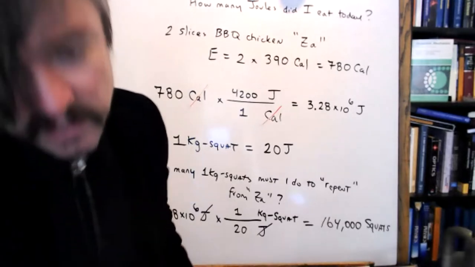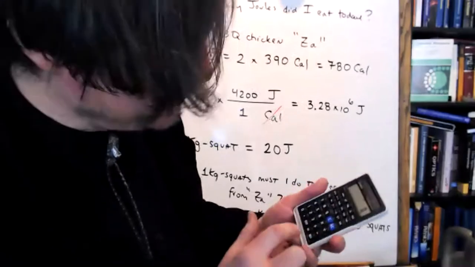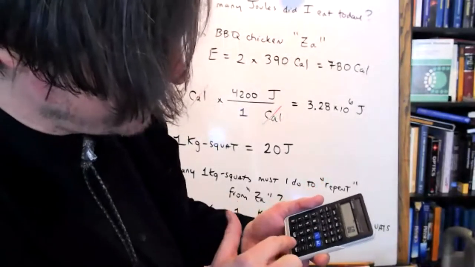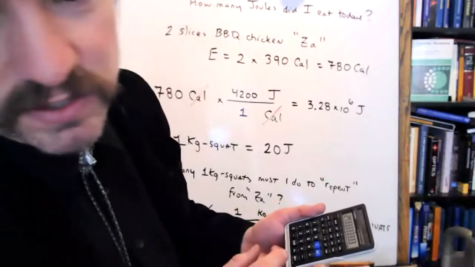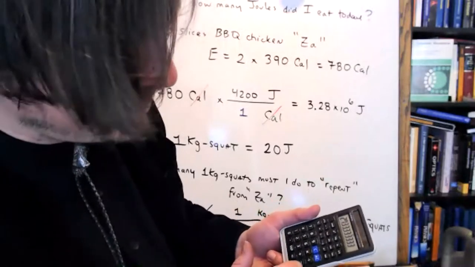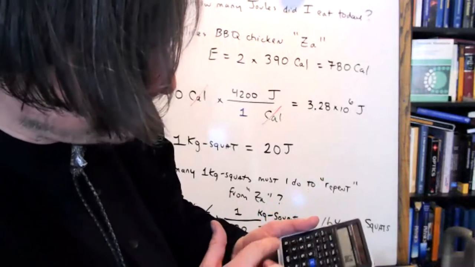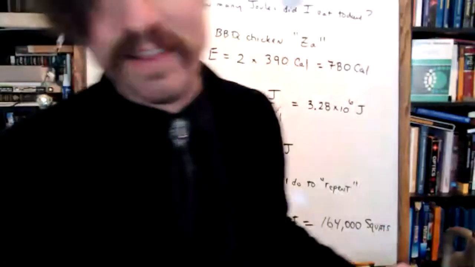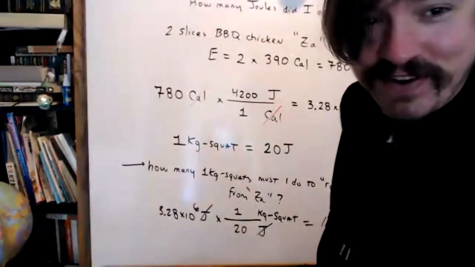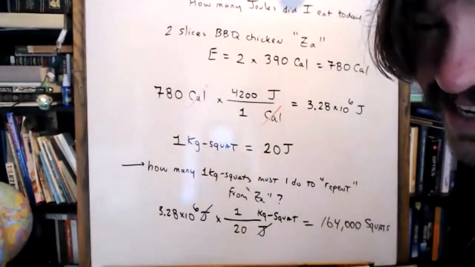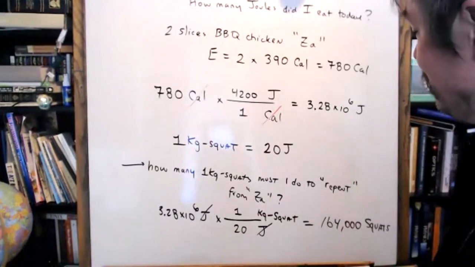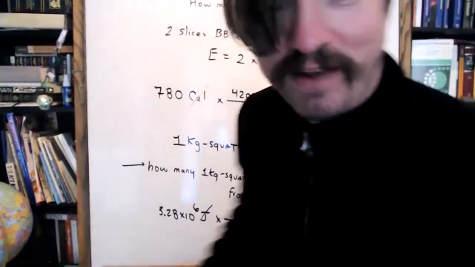I have done bad. Let's say I could do 1 squat per second. 164,000 seconds divided by 60, that would be 2,700 minutes divided by 60 minutes. That would take me 45 hours of squats just to burn off 1-2 slices of pizza. And this, my friends, is why I probably shouldn't have pizza for breakfast, right?